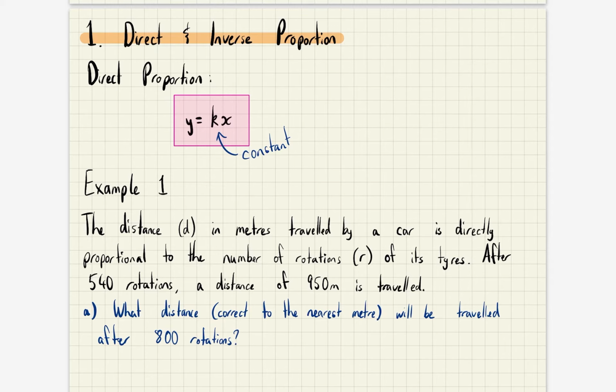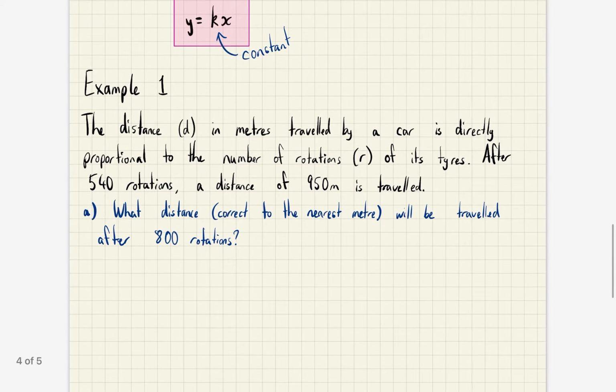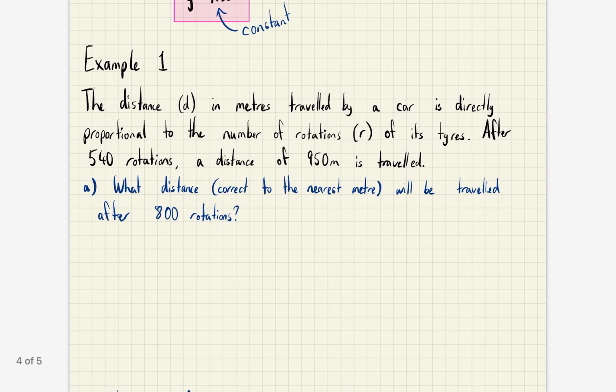So for our first example, we're going to look at how direct proportion can work. The distance d in meters travelled by a car is directly proportional to the number of rotations r of its tyres. After 540 rotations, a distance of 950 meters is travelled.